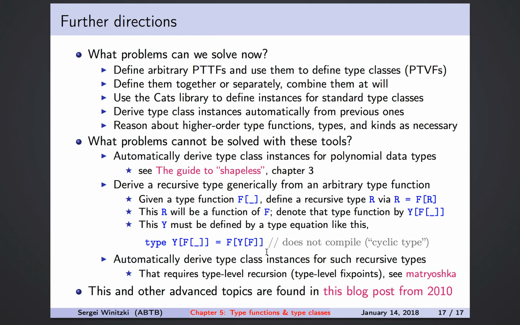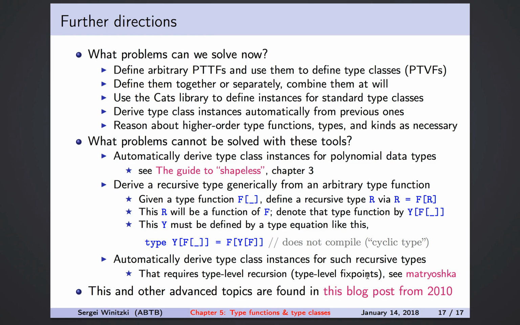Also, for such recursive types, we cannot derive type class instances automatically. So for instance, if f were a functor with some other type parameter, then r would also be a functor. Or if f is a monoid, then r would also be a monoid, or something like this. We would like to derive automatically type class instances whenever they exist, and we cannot do this with the tools we have seen here.